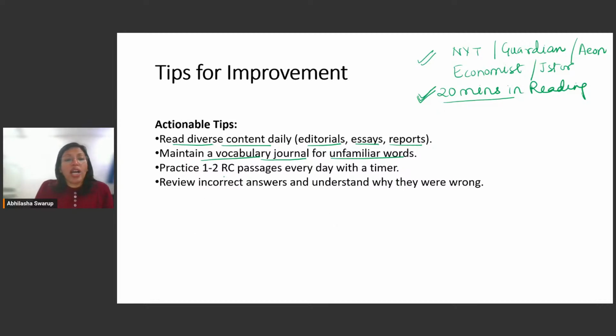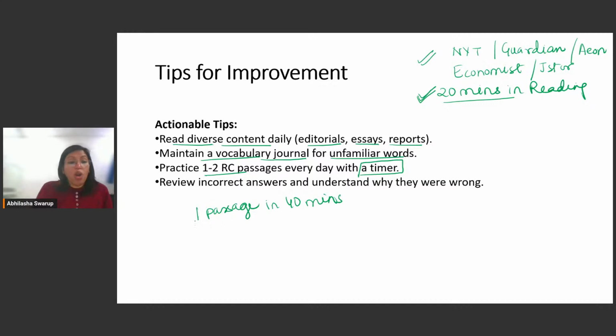Practice 1 to 2 RC passages every day. Right now, even if you practice one passage every day, you will find it better. Yes, practice with a timer. Why? What happens is people initially start without a timer, so they're reading one passage in 40 minutes. But that makes no sense, right? If you're spending 40 minutes reading a passage and solving 4 questions, you're never going to get into that habit.